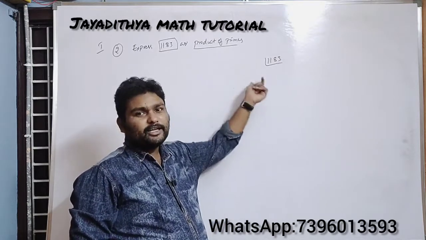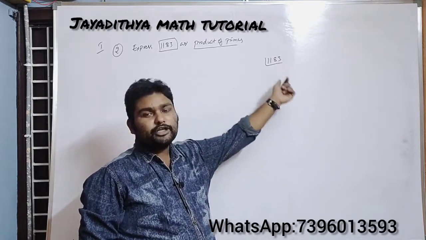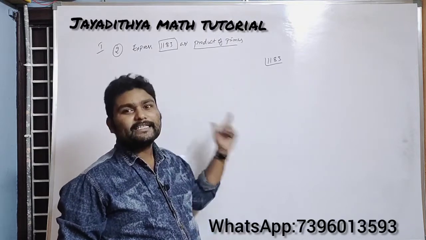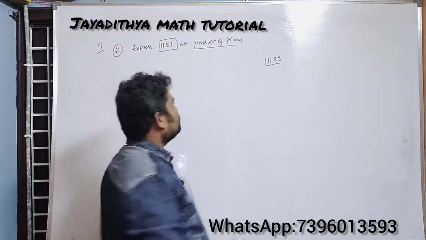Will it be divisible by 3? No. It is not divisible by 5. Why? Because the unit place is not 0 or 5. So let us go for the next prime number. What is the prime number now? 7. So try with 7.